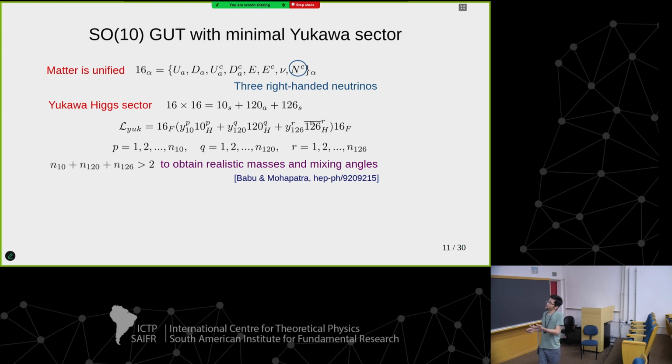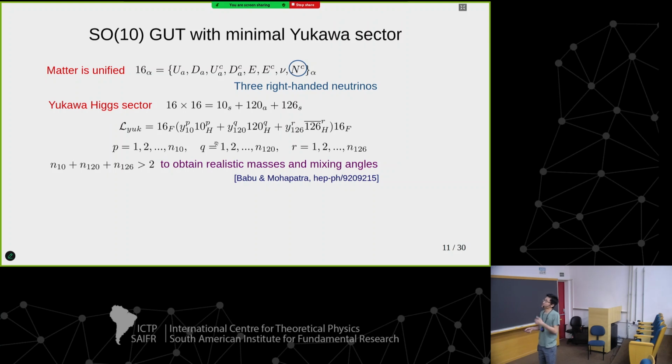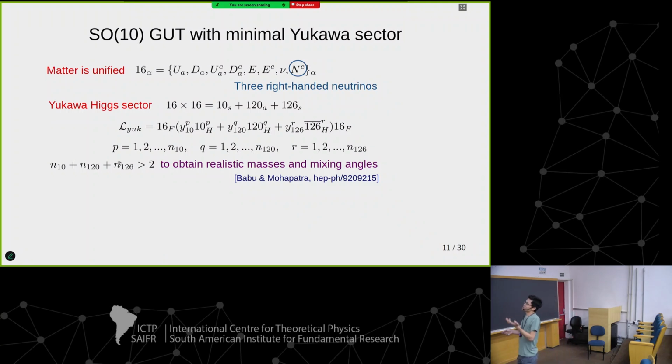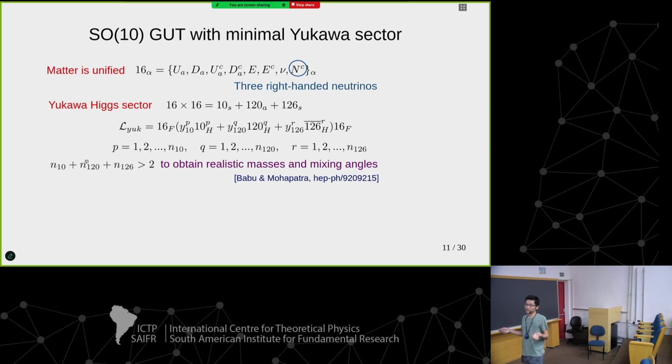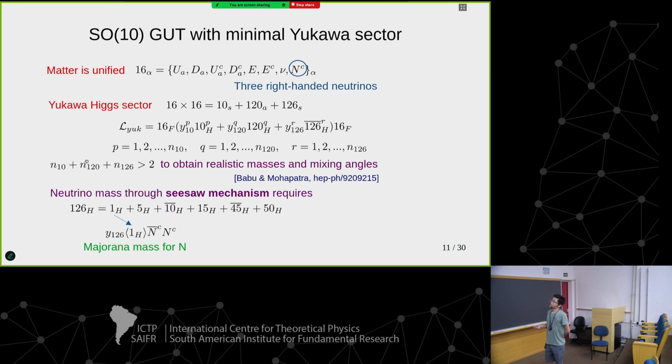Now the idea is how many Higgses do you need? Because I put this P just meaning that you can have many 10s, many 120s, many 126s. What is the minimum? It was explored very early on by Babu and Mohapatra that you need at least 2 to get realistic masses and mixing. And I believe the 2 cannot be just 2, 0, 0; you even need different types, otherwise you cannot get realistic mixing and masses. Then, to get a seesaw, you actually always need 126, otherwise you cannot get the seesaw mechanism to explain why neutrinos are light.